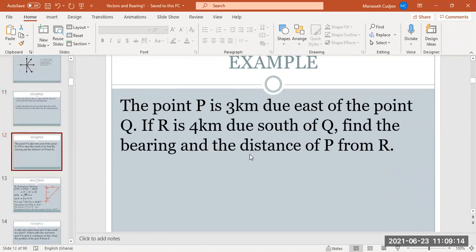All right, so now I want to look at a typical question that involves a given bearing angle, not one in the form of direction. So let's explore this example. The point P is 3 kilometers due east of the point Q. So Q is the starting point.